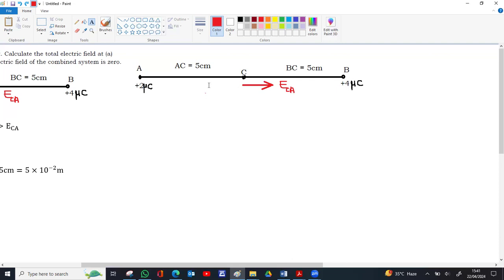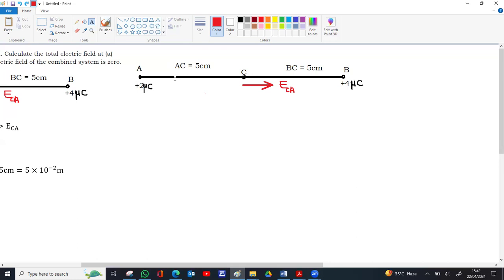So since both are like charges, both will repel the test charge towards the left. So here also it cannot be 0. Electric field cannot be 0. And the only possibility is the electric field 0 between the two charges, because if you take a point between the two charges, the +2 will repel to the right and the +4 will repel to the left. They are in opposite directions.